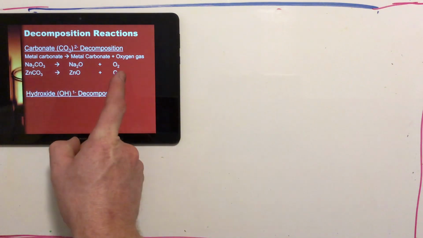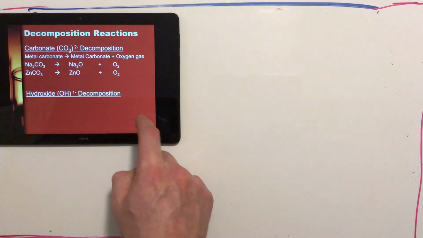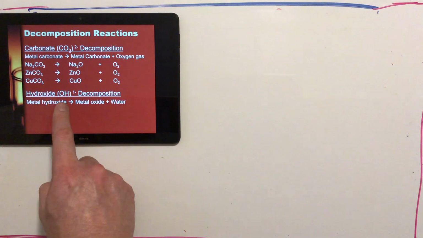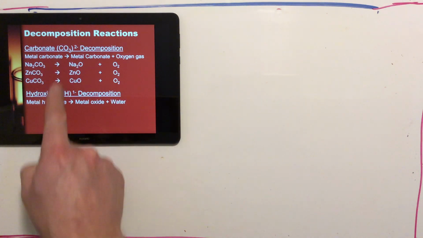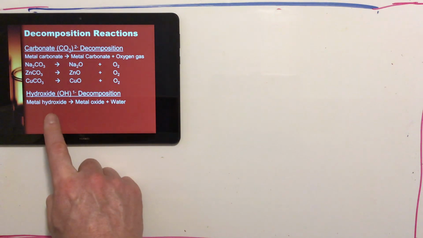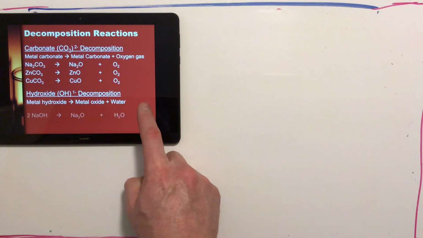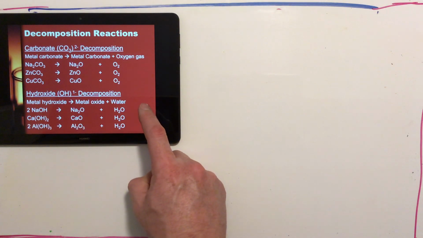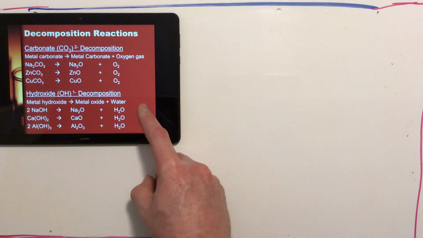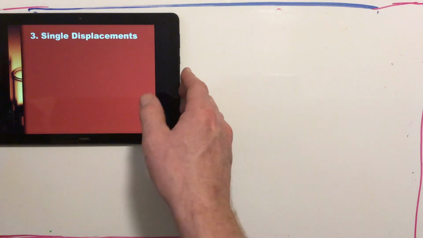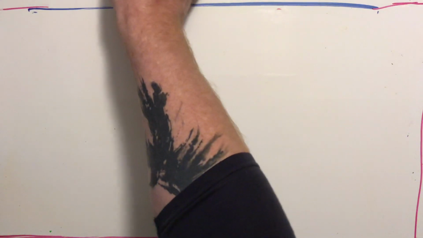So sodium carbonate breaks down, zinc carbonate breaks down, and then hydroxides. Hydroxides have the OH, right? These are both on your polyatomic table, carbonates and hydroxides. So we take a metal hydroxide and break it down, right? We're breaking down bases. We just learned how to build bases, so it's the exact opposite actually to that. So let's go over a couple of these each. Now the single displacements, that's going to be another lecture, so I'm going to move this and we'll get that out of the way.